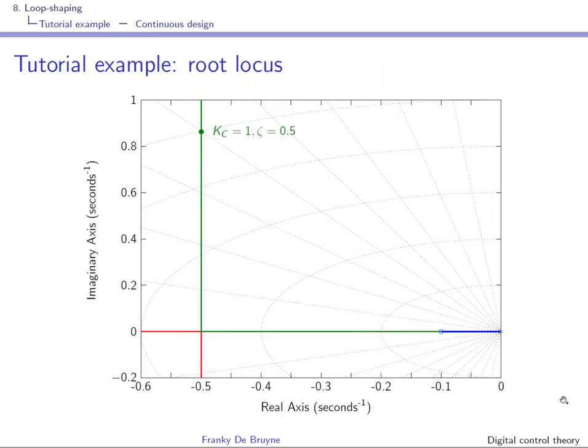So here is the associated root locus. These lines here correspond to zeta equal to 0.1, 0.2, 0.3, 0.4 and 0.5. We want the roots to be at a point where zeta is equal to 0.5, so we select these poles here, and this corresponds to a controller gain of Kc equal to 1.